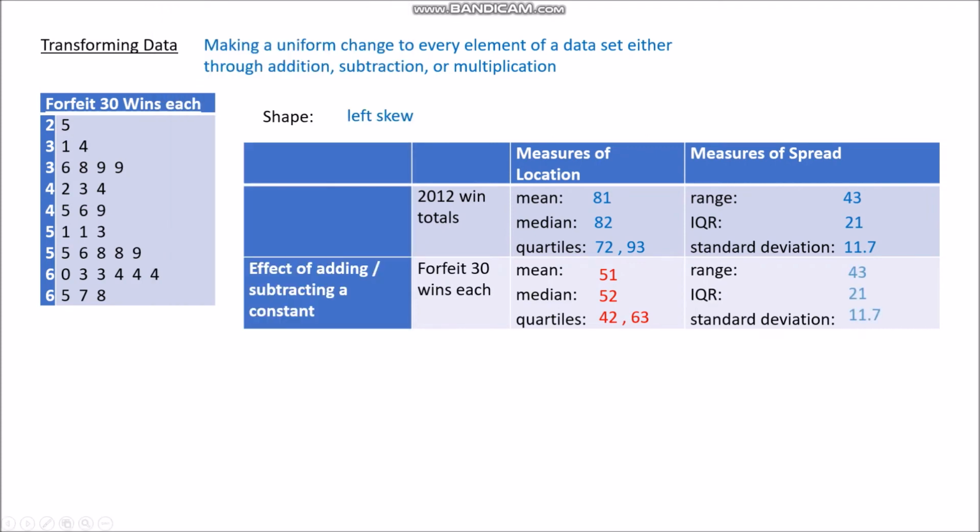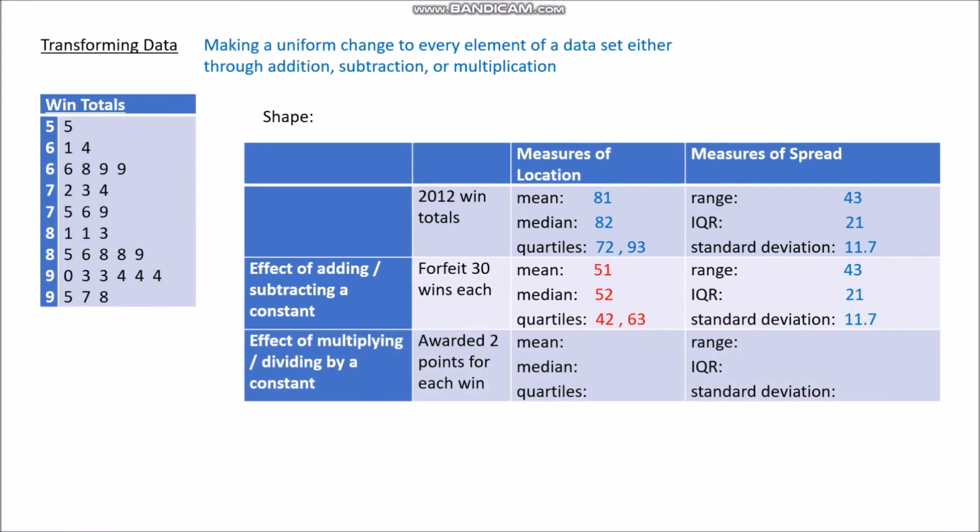So we can see the graph, the spread did not change at all. And we saw that easily in the stem plot. Because all adding and subtracting does is shift your graph left to right. It doesn't spread it out. So it just changes location, not spread.